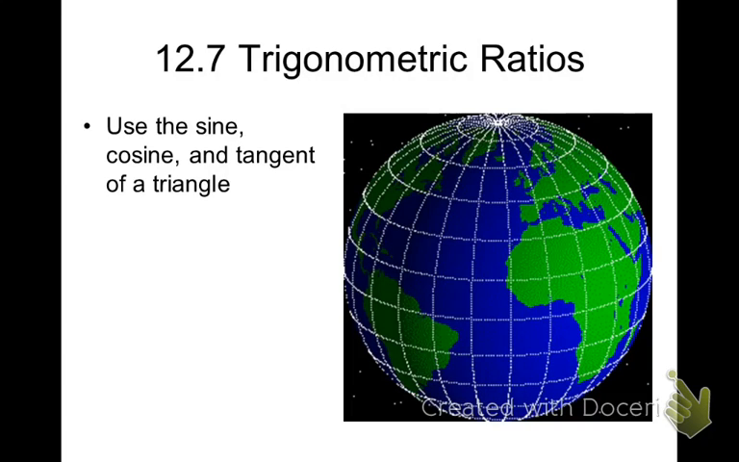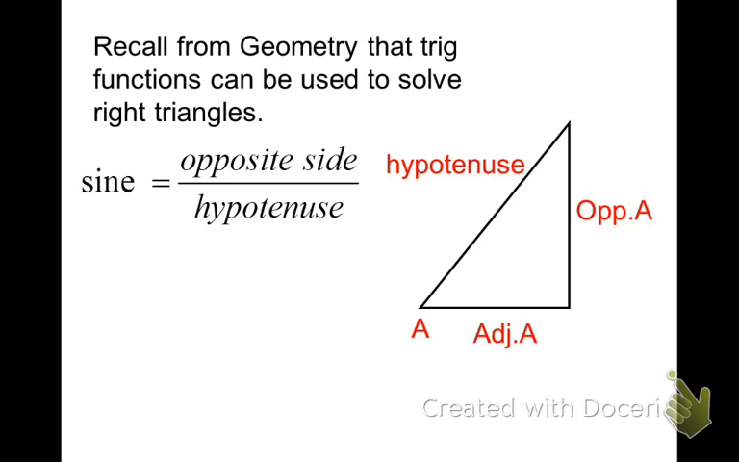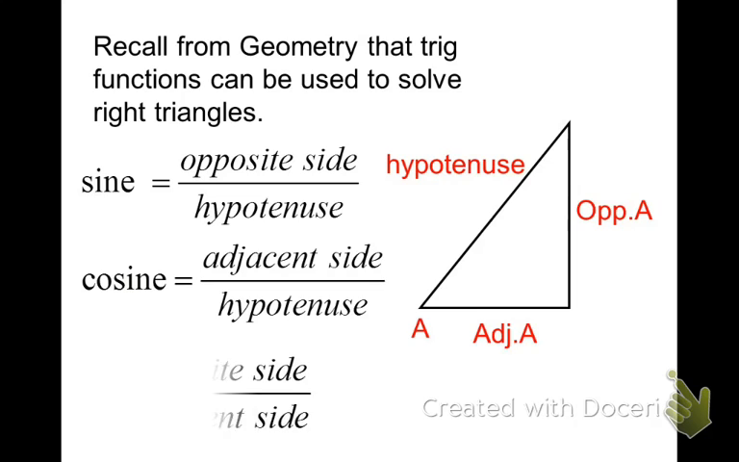Section 12.7 is on the trig ratios, the basic sine, cosine, and tangent ratios. We're going to use the sine, cosine, and tangent ratios in order to relate the lengths of the sides with the angles. In the previous sections, we learned about the Pythagorean theorem, a squared plus b squared equals c squared, that relates the lengths of the sides of a right triangle. And trigonometry allows us to relate the lengths of the sides to an angle.